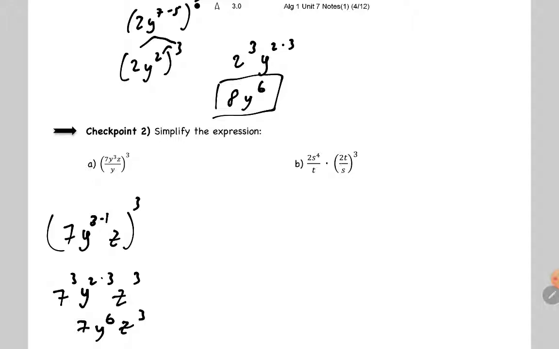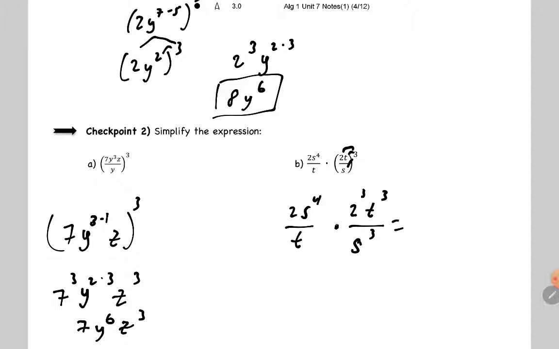Part B. Okay, we have fractions, and we have an exponent here. So we're going to have to take care of this parentheses first. So I'm going to leave the left side alone. And then now I'm going to distribute this cube over. So times 2 cubed t cubed over s cubed.